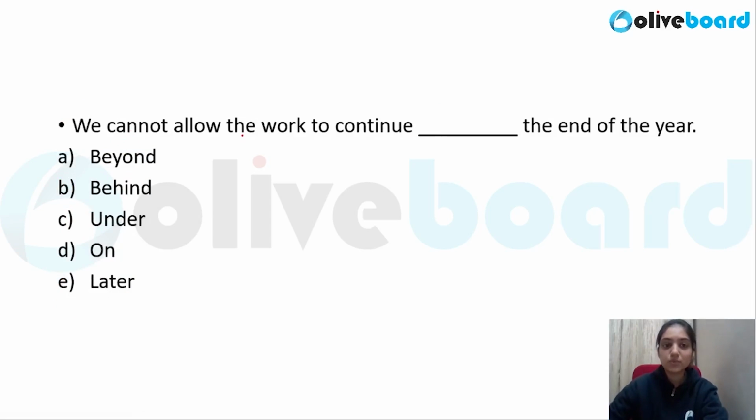The next sentence says we cannot allow the work to continue blank the end of the year. So if you notice, this blank here will take a conjunction which indicates time. And if you were to go through the options, behind and on can be negated straight away. Further, under can also be negated straight away because these do not indicate time. But later here is also negated. Why? Because later here makes the sentence meaningless. What is left is beyond. So, what beyond indicates is that these people cannot allow the work to be continued after the end of the year. So, beyond here indicates after.